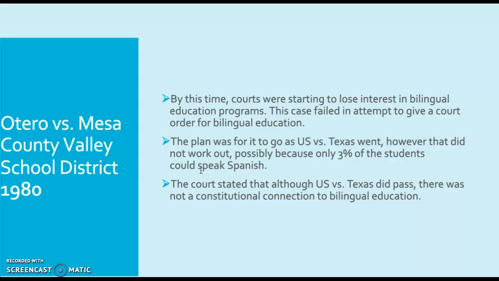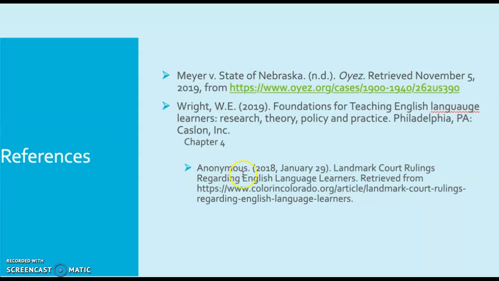So even though it was starting to build momentum for a bit, it doesn't mean that it was something that was 1000% necessary to have in the United States.